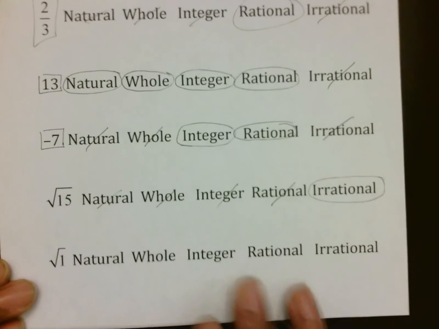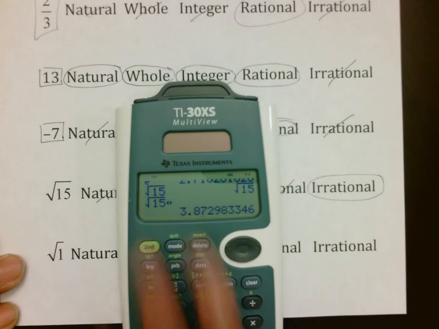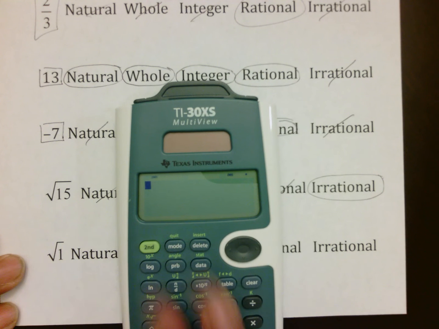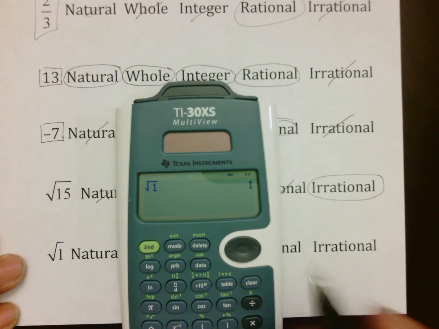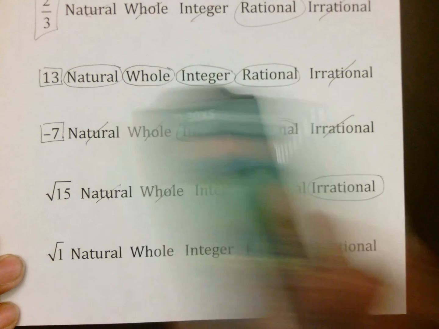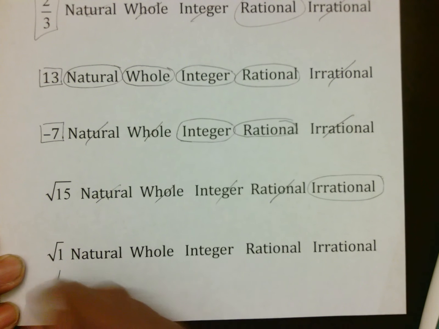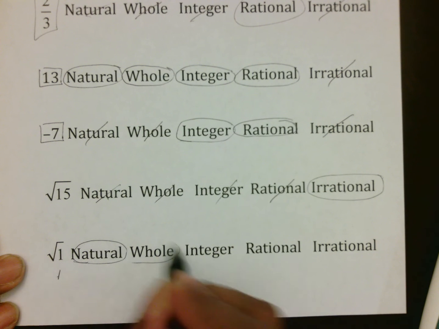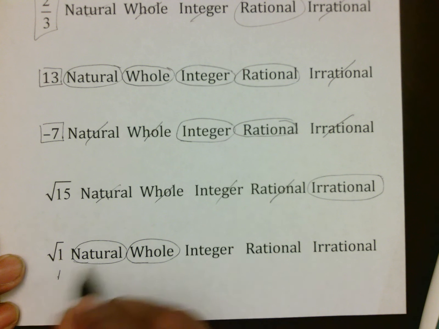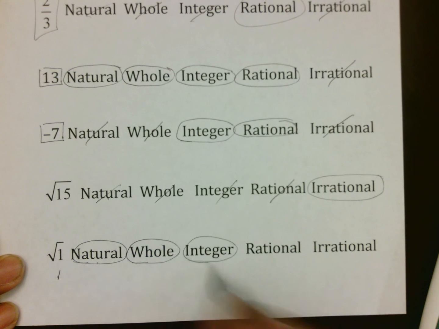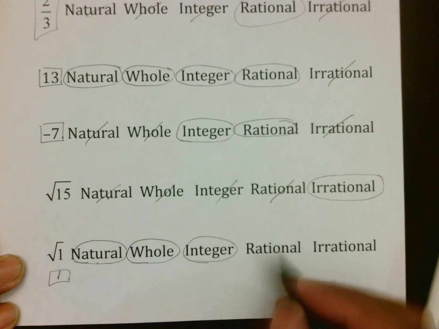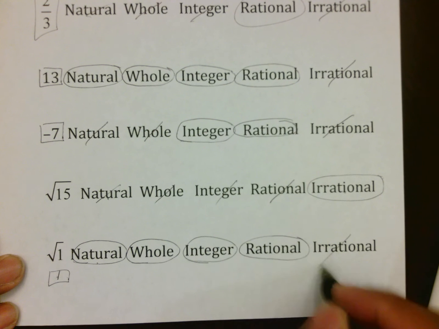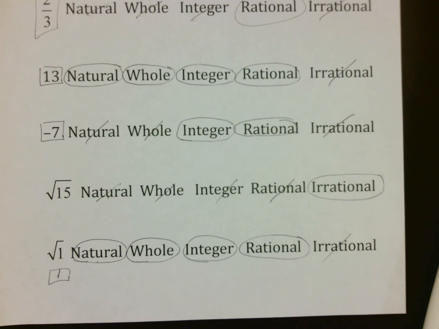Alright? And then square root of 1, again, do the square root of 1 in your calculator just to make sure you see what the decimal version of it is, and notice that the answer is 1, which means that because it is actually 1 after you simplify it, it is natural, because you would count with that. If it's natural, it's also whole. If it's natural, it's also an integer. And because the value of 1 can fit in the box, it's rational, and it is not irrational.